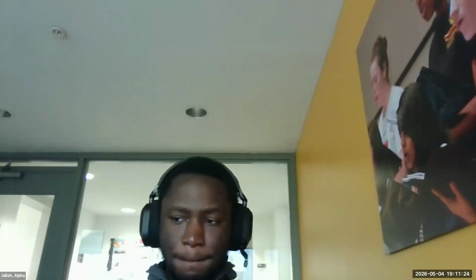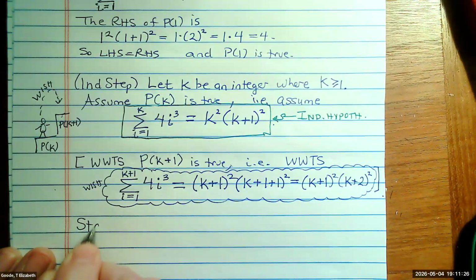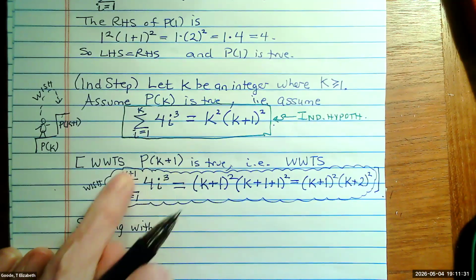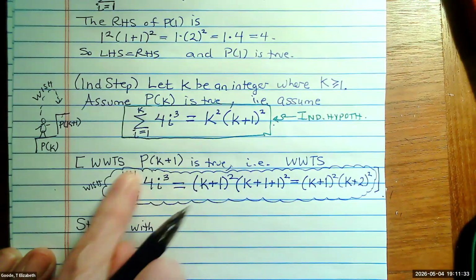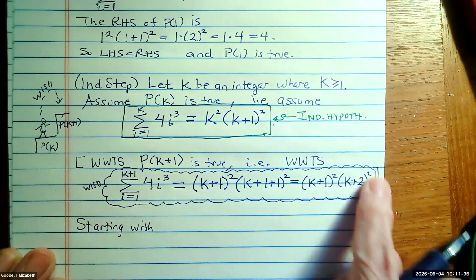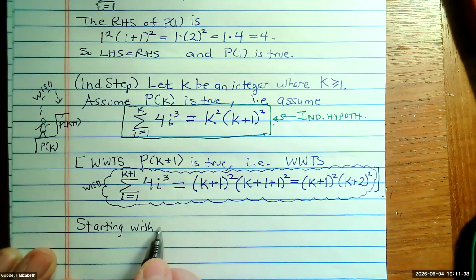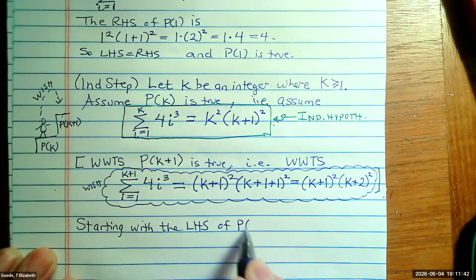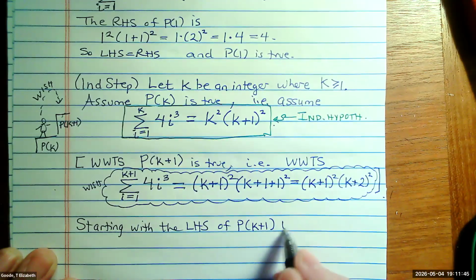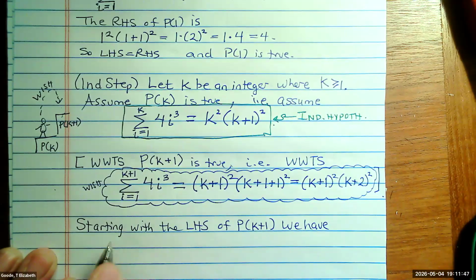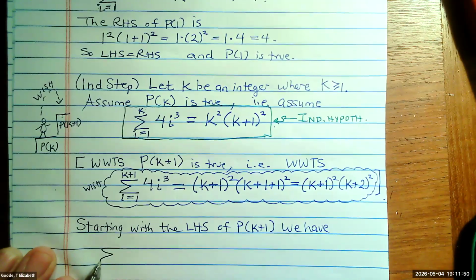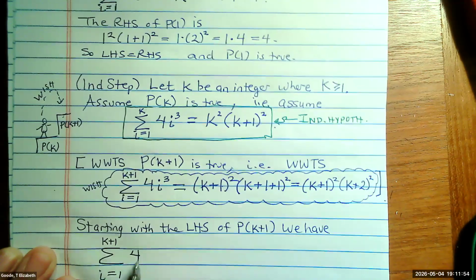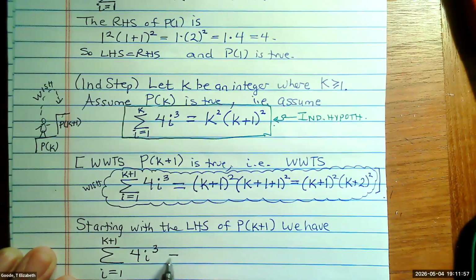All right, so here we go. We're going to tell the reader what we're doing. We're going to be starting with the left-hand side of P of K plus 1, and we're going to work on it until we get it looking like the right-hand side. So starting with the left-hand side of P of K plus 1, let's just write it down. It's the sum from I equals 1 to K plus 1 of 4 I cubed.